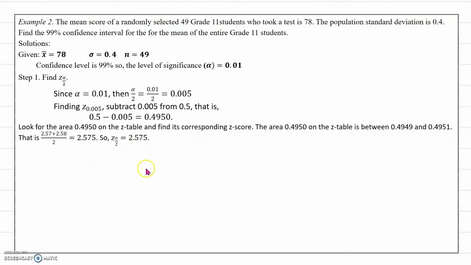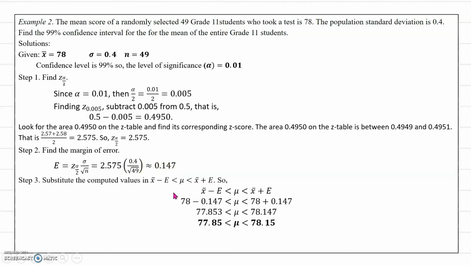Now we can proceed to finding the margin of error. The margin of error is equal to 2.575 times 0.4 over the square root of 49. So it will give us approximately 0.147. Step 3, substitute the computed values in our interval. So we have the population mean is greater than 78 minus 0.147, but is less than 78 plus 0.147. Rounding off, the population mean is between 77.85 and 78.15.